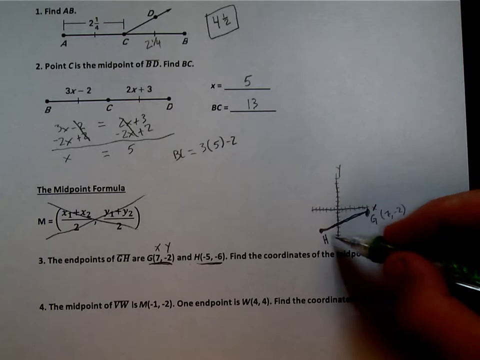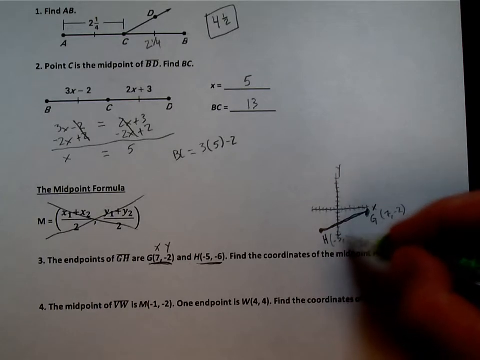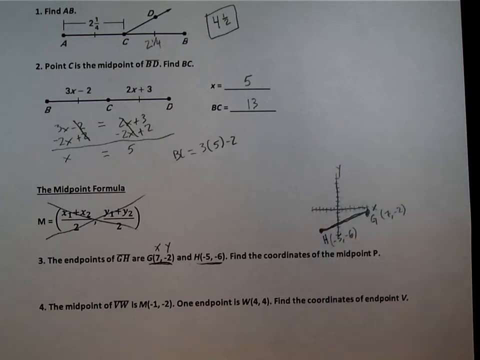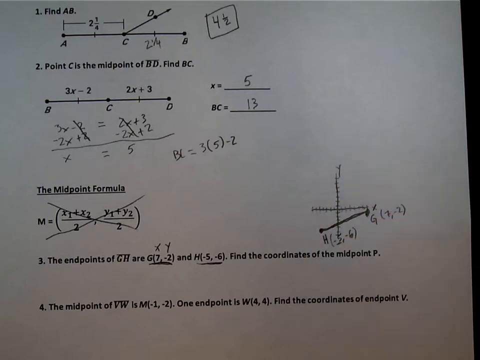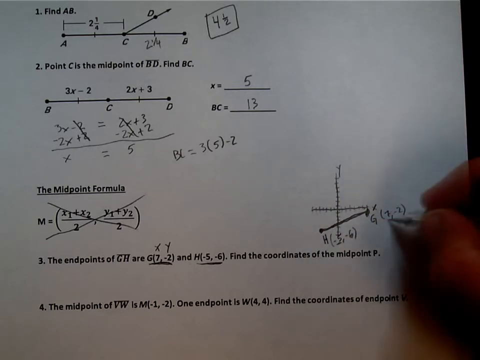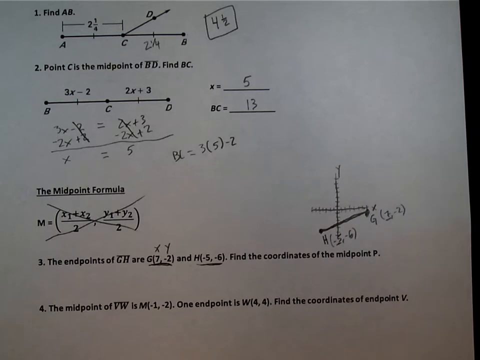So I'm just going to go ahead and write these coordinates down so I can refer to them. So let's look at the X's. The X coordinate of H is -5. The X coordinate of G is 7. We're looking for the midpoint. So I want the number that's right in the middle of those two. So if I want to be right in the middle of those two, I want to find their average.